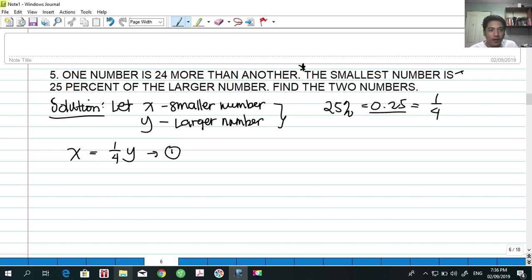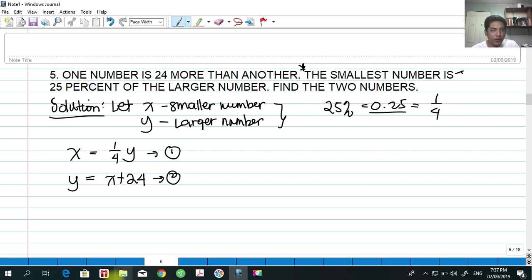And one number is 24 more than another. So if this is the larger number, then definitely this is equal to y. One number, that is the larger number, is equal to 24 more than another. So we have x plus 24. So this should be our equation 2.